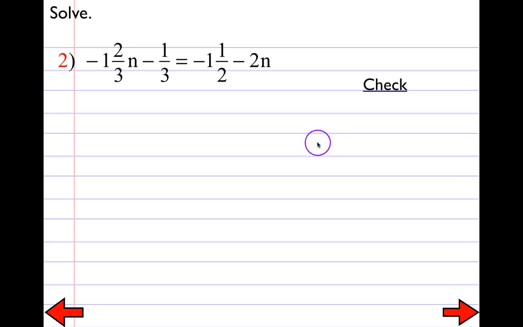Okay, so now let's check our work to see how well we did. So first, can I distribute? No. Can I combine like terms? No. Can I move the variable to one side? Here, I would have to. So again, I'm going to move it to the left.